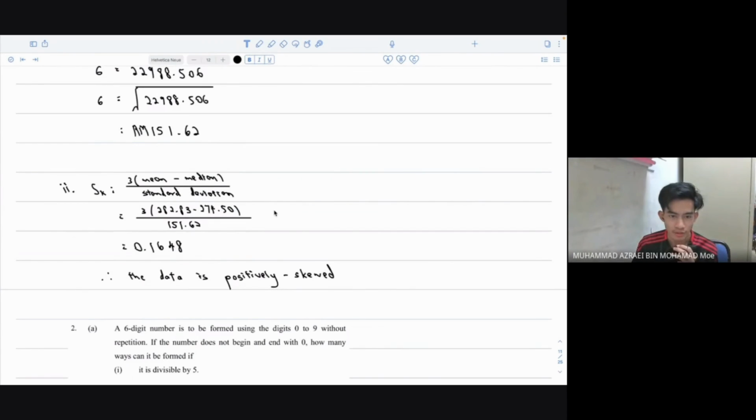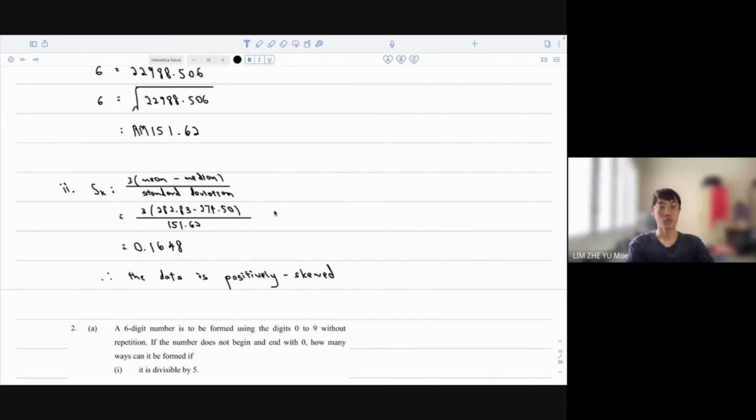We still have another formula to calculate the Pearson coefficient of skewness, right? Which is the difference of mean and mode divided by standard deviation. Can we use that in this question? Yes, of course you can. If you find the mode, then we need to comment on our answer.